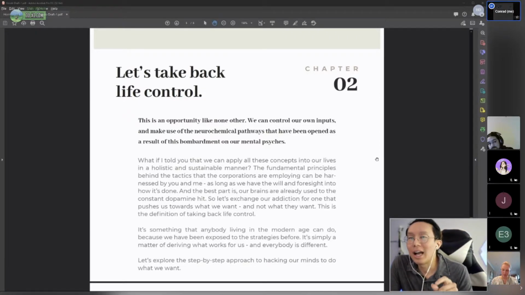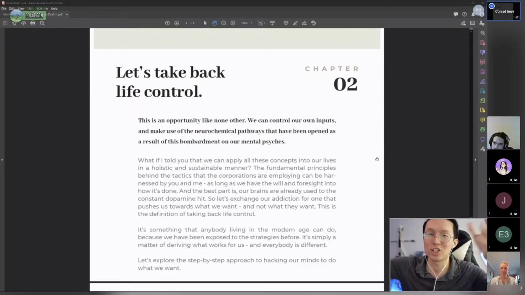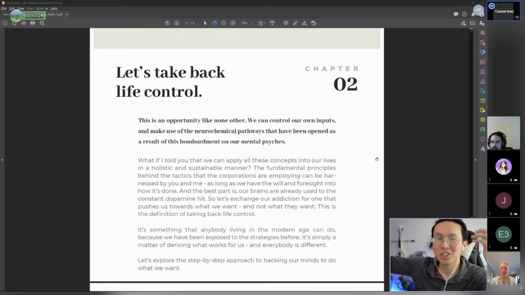But how can we essentially hijack the pathways that have been forcefully created inside our brains? If you think of it like this, the corporations, again, games, social media, whatever, let's just call them corporations for now, as a catch-all term for all of this, they've essentially drilled holes into your brain.